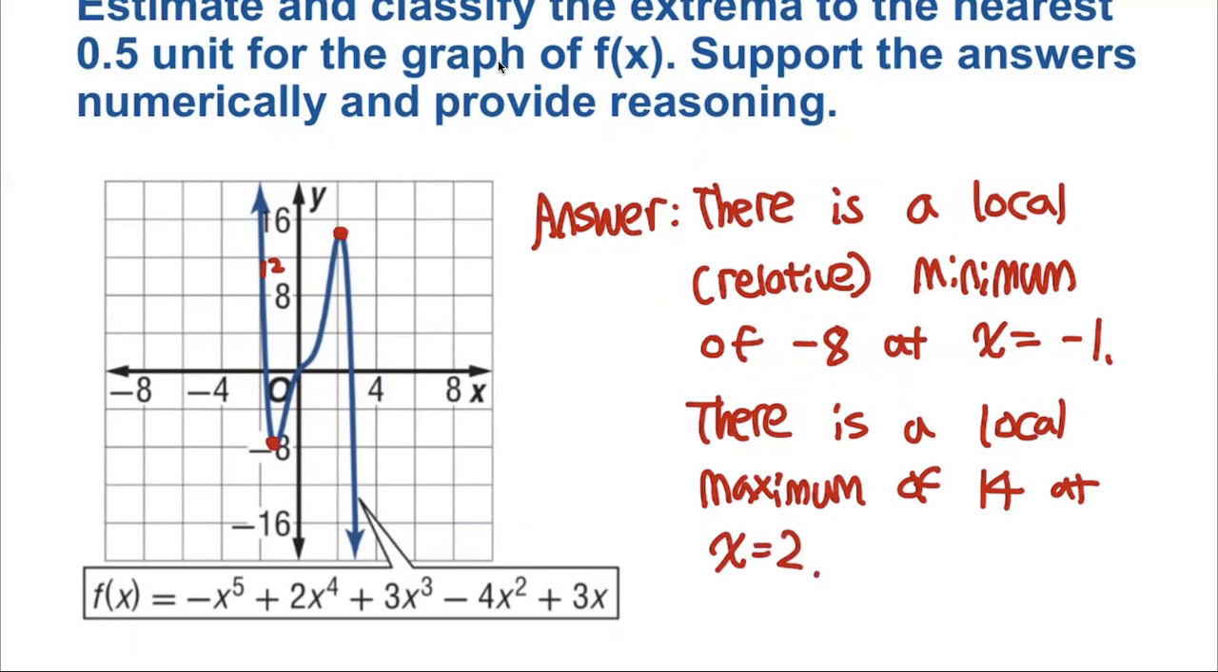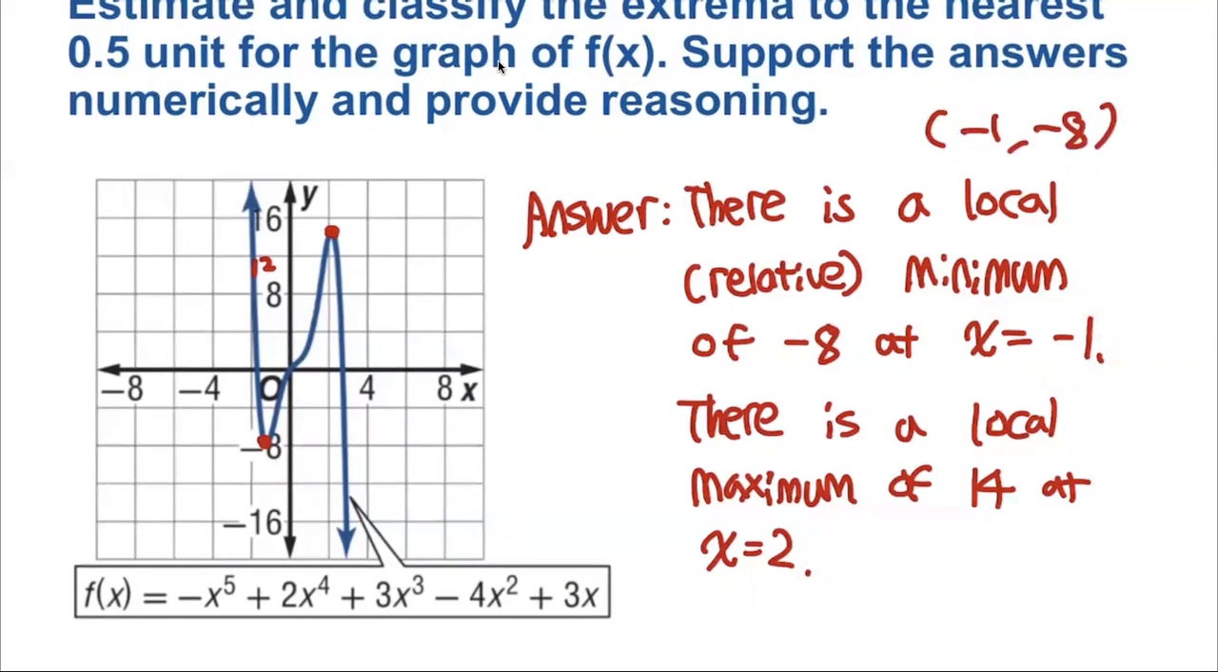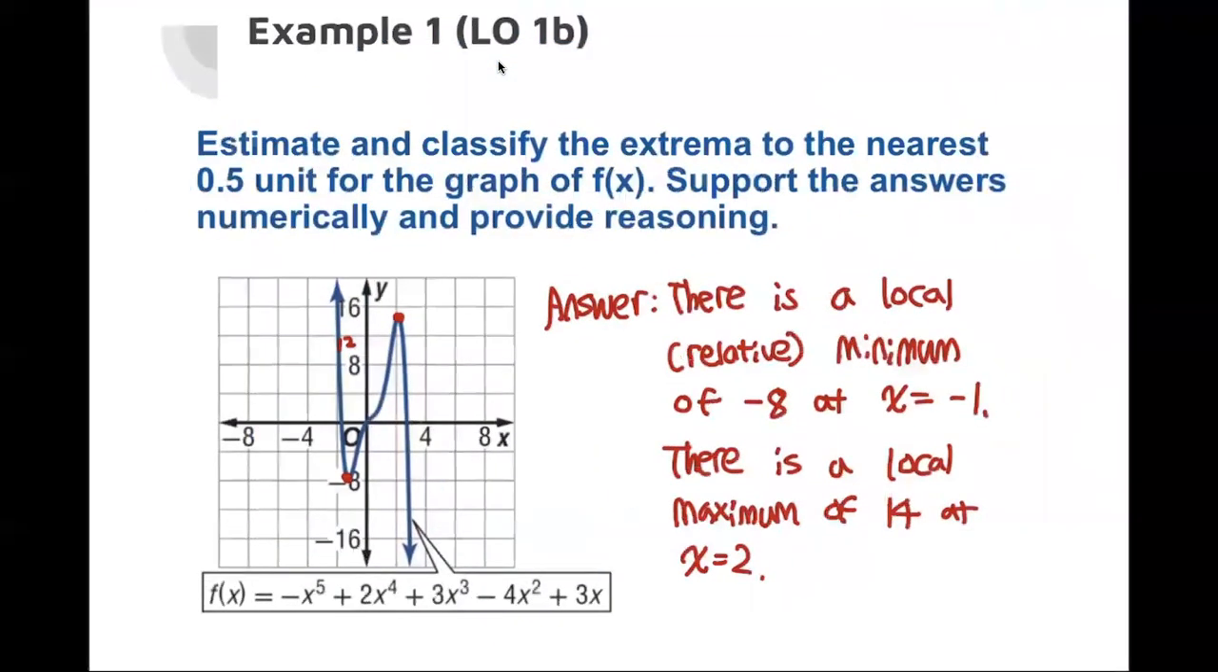When you're writing the minimum and maximum values, you must list the y value first, like this, and then you should write at x equals something. You should never write maxima or minima in a coordinate form. So if you say there's a relative maxima at -1, -8, this is incorrect. You must list the y value first, like of something at something. You can disregard the x value, to be honest, but I recommend you do it. Okay, so this is the correct answer.